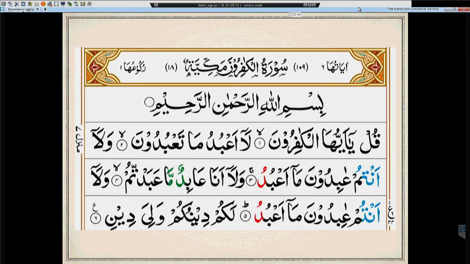Sometimes you'll find a circle on top of it, but it's not filled in. That just means that you're not supposed to stretch the word over there. You'll find that in Surah Ad-Duha. So over here is wala ana. So read this one more time. Wala ana abidum ma abadtum.